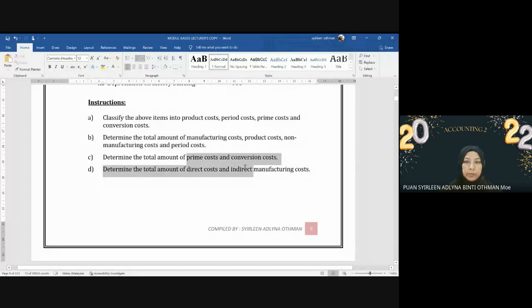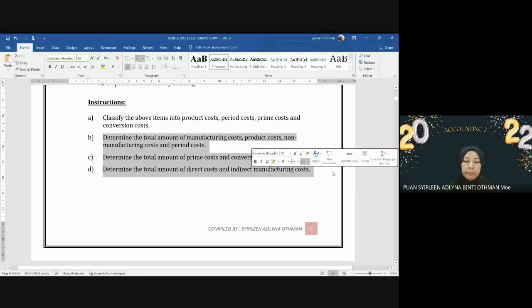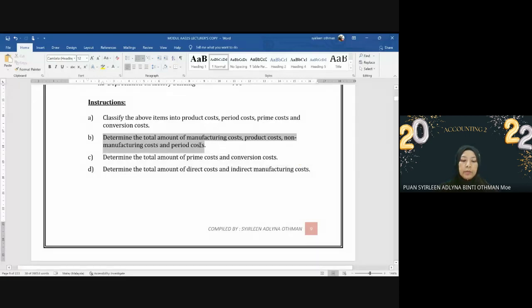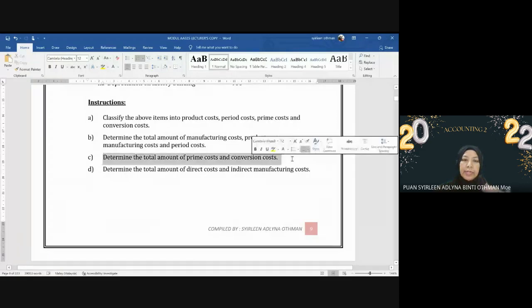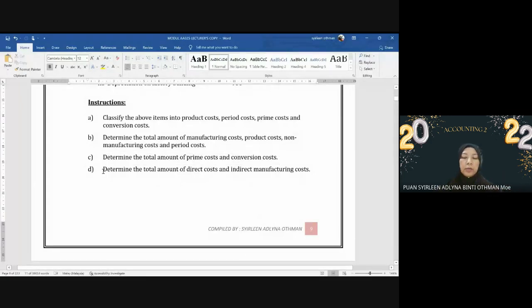You need to calculate the prime cost and the conversion cost. Alright, and then untuk D kita akan determine the total amount untuk direct costs and indirect manufacturing cost. So actually B, C, D ni it's related to each other lah. Cuma bila dia classify tu dia pecahkan kepada certain aspect. So kalau macam B ni we focus more on the function of the cost. Yang ini prime cost and conversion cost is actually related from B lah. Lepas tu D is when you determine the cost belongs either to direct costing ataupun indirect manufacturing cost.